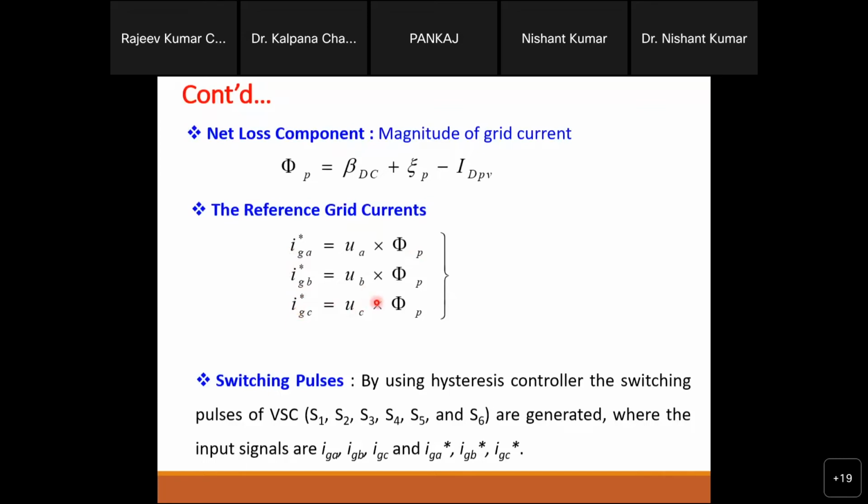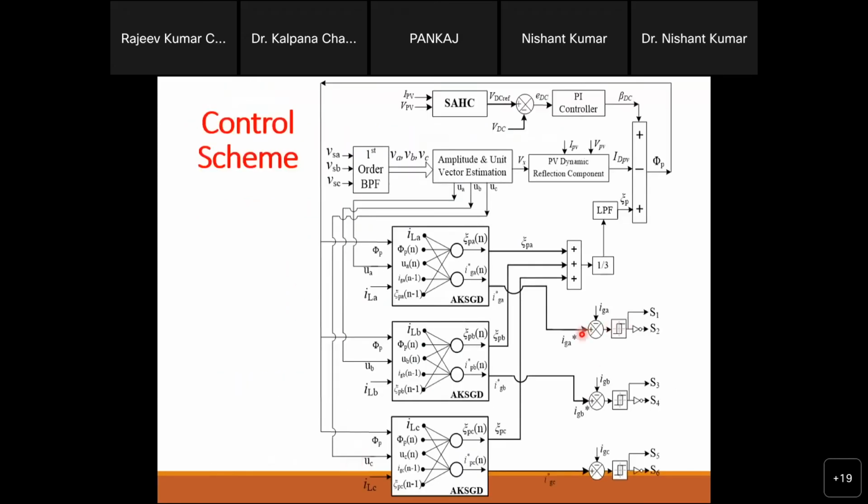And after that, we will use the hysteresis controller. We will compare these references with the actual current and generate the error. These are the reference terms, and these references will be compared with the actual current, and then the errors go to the hysteresis controller. Through this hysteresis controller, we can generate the switching. So according to that, our converters will fire accordingly. So in this way, we can control that.